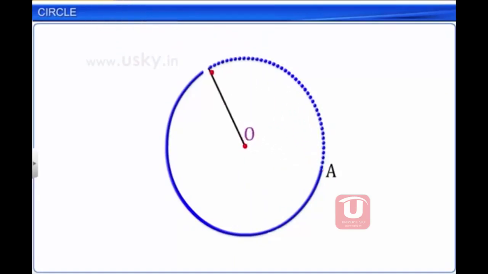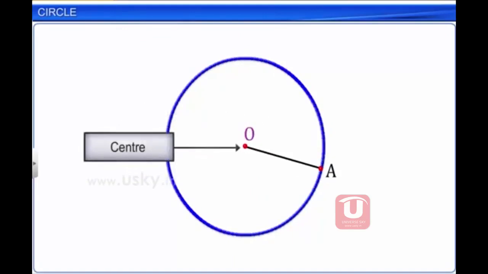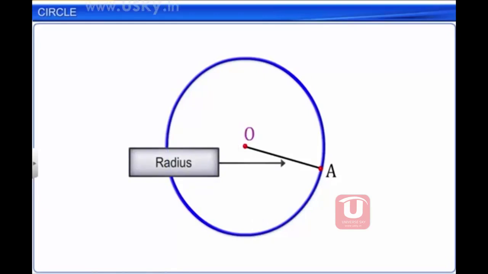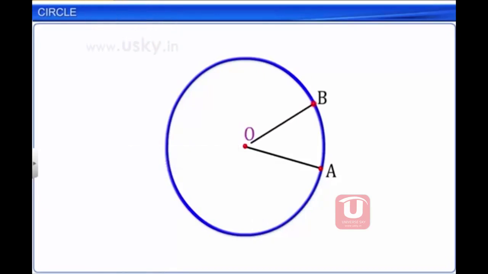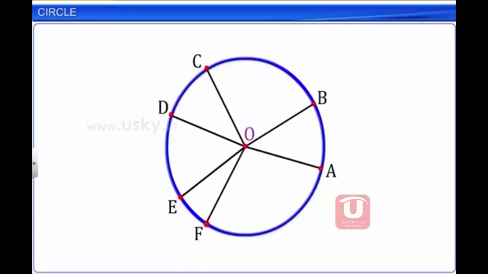A circle is the set of all the points in a plane that are equidistant from a fixed point. The fixed point is called the center of the circle. The distance between any point on the circle and the center is called the radius of the circle. A circle can have an infinite number of radii, and all its radii are equal.